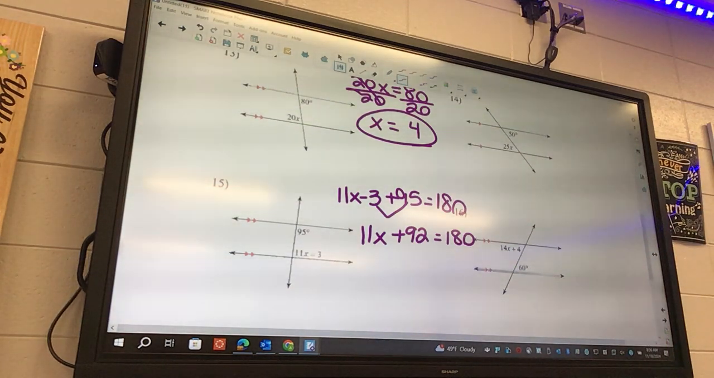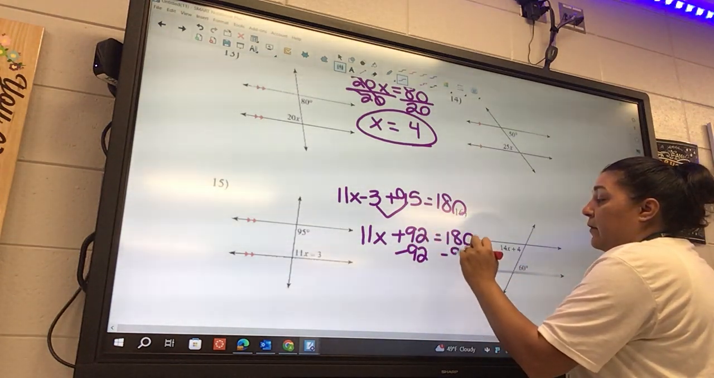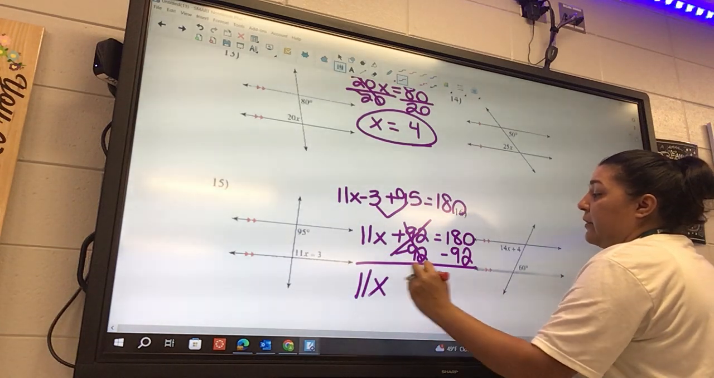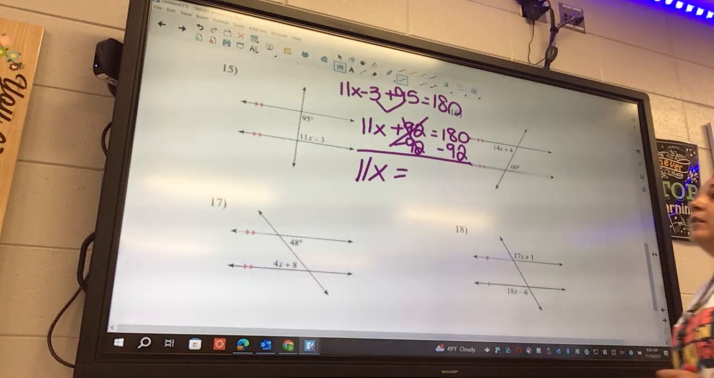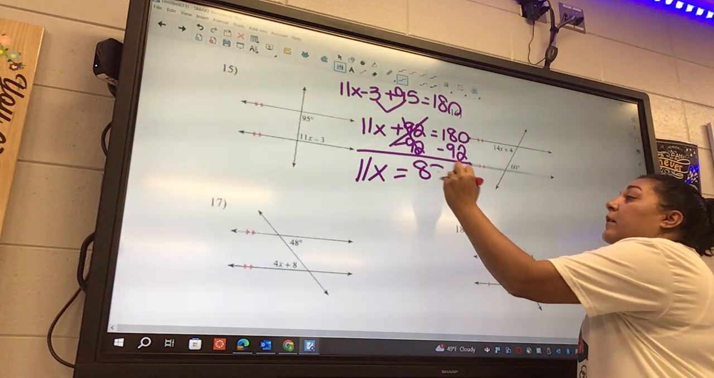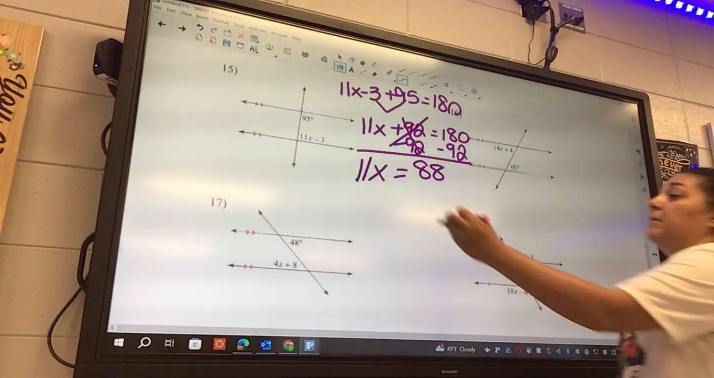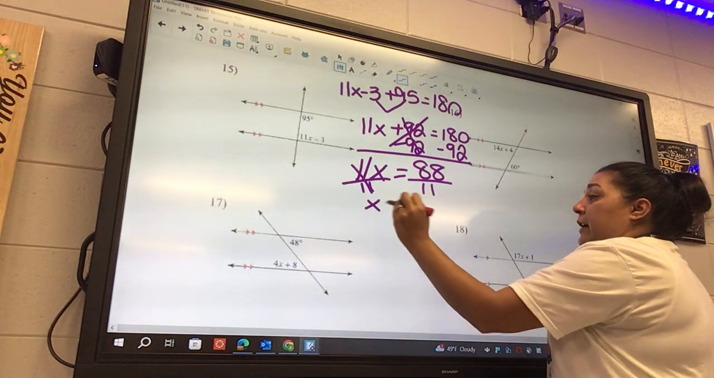Okay, and then if we're looking at this, who needs moved? Minus 92 on both sides. So we're going to get 11x. What is 180 minus 92? 88. Okay, then what? Divide by 11. Yep, so x equals 8.